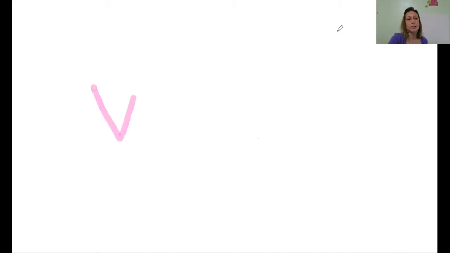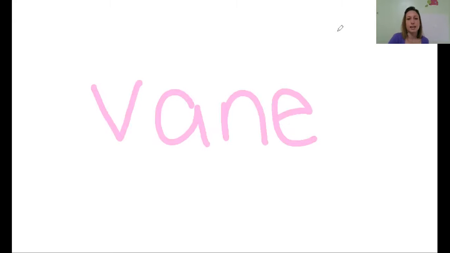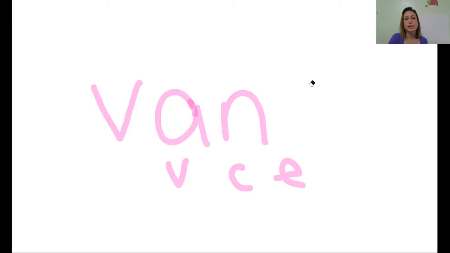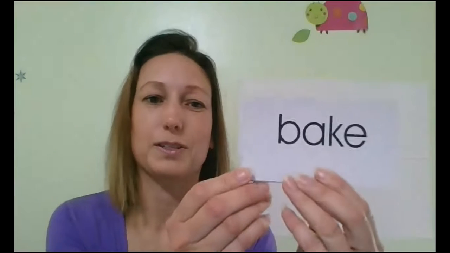Let's look at this word. I have A, consonant, E says A, my vowel, consonant, E pattern. So my word is going to say vane. If I take the E off, it becomes van. So we are going to practice reading some words right now. So let's practice reading some of these words.